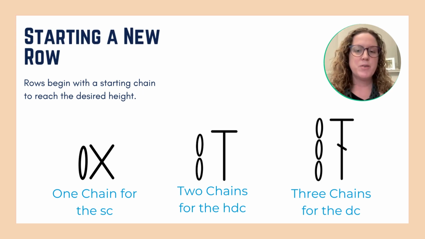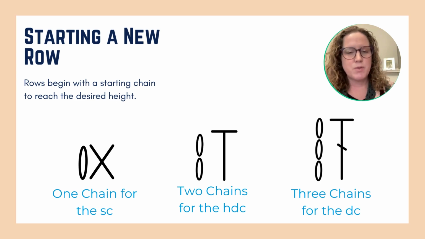Every time you start a new row in crochet, you want to start with at least one chain, possibly more, depending on what stitch you are working with, in order to reach to the next height. So basically, you'll work a row and then you'll chain one or more stitches. That'll get you to the top of the stitch that you are going to create for the new row. And then you'll stitch into the row below.